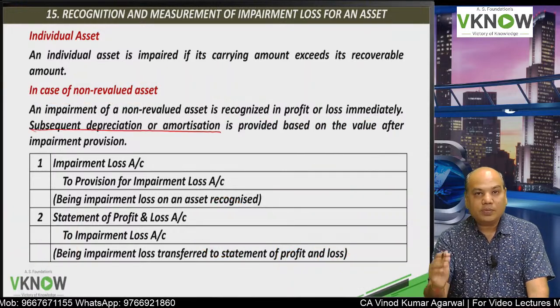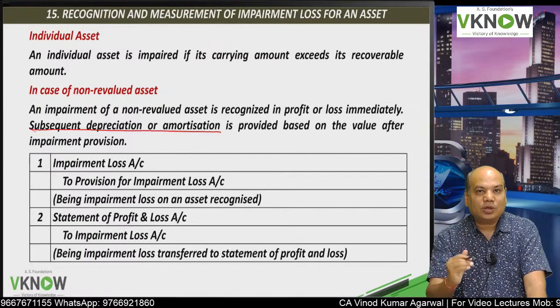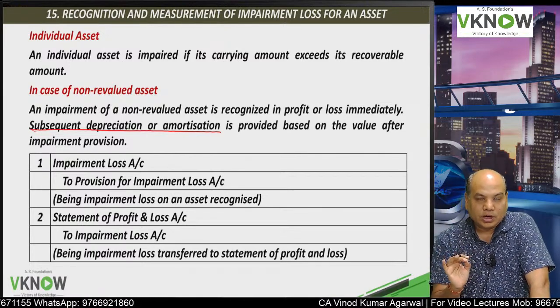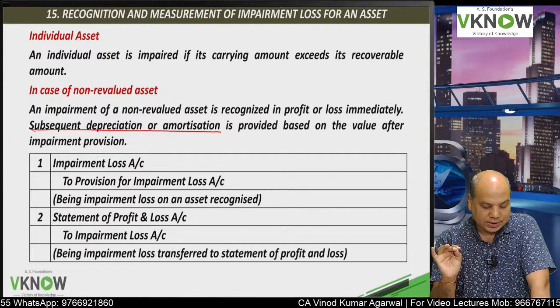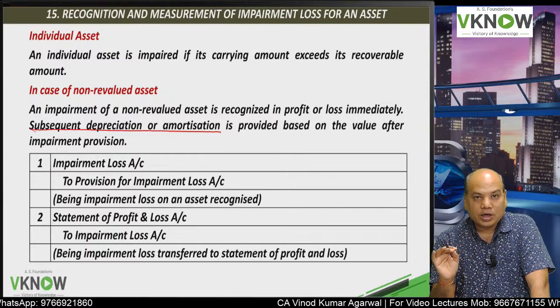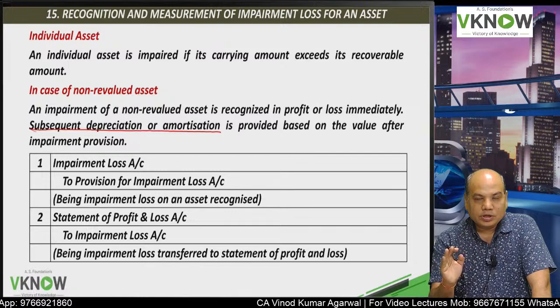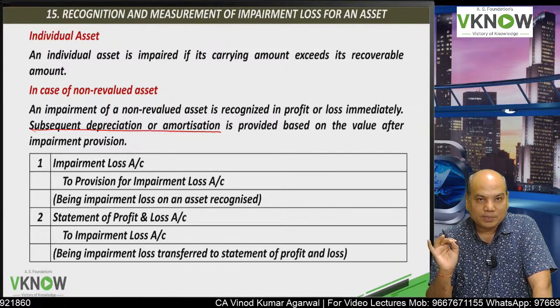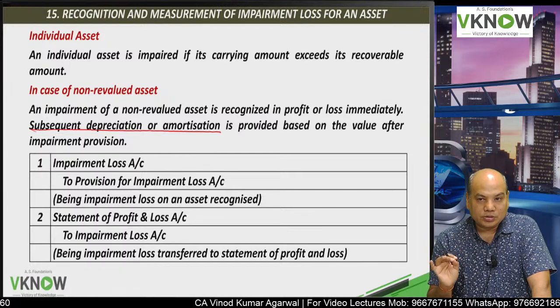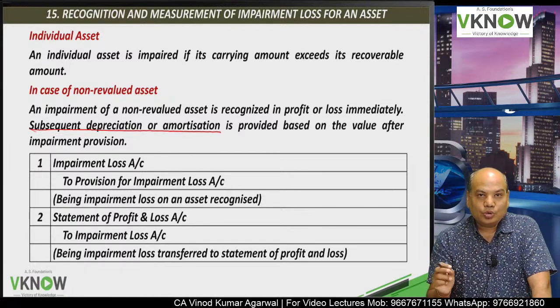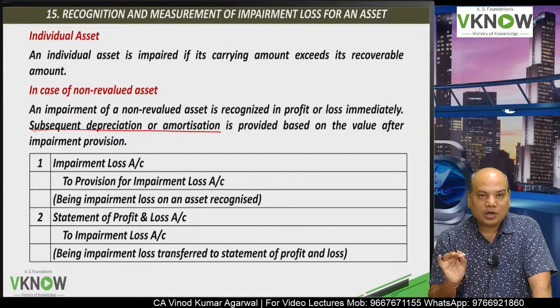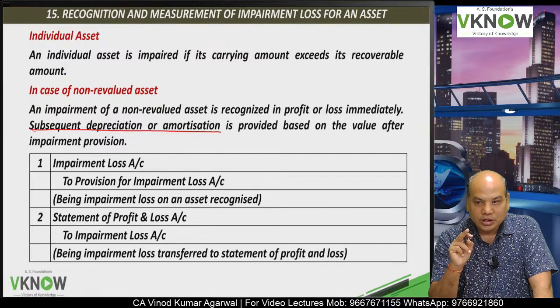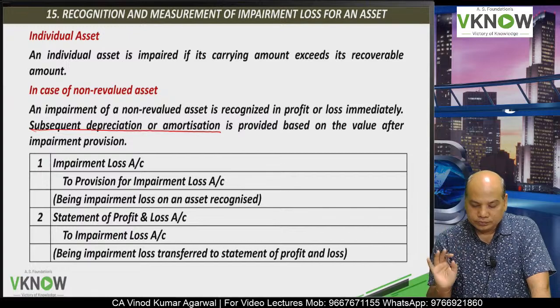After providing for impairment, the asset's carrying amount will reduce, and therefore in future the depreciation or amortization will also reduce. Depreciation or amortization will be provided over the remaining useful life based on the revised carrying amount.